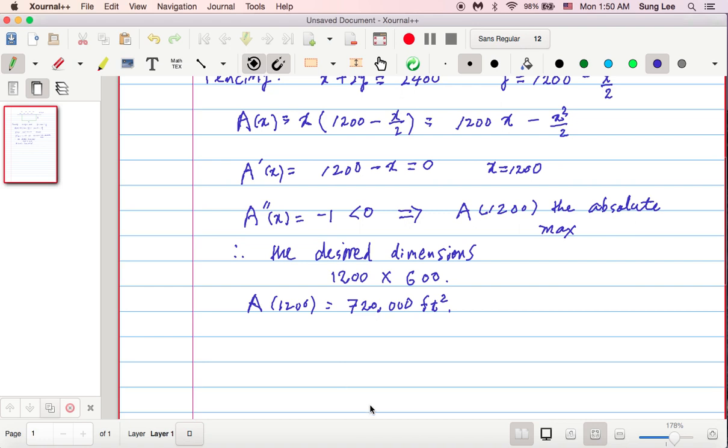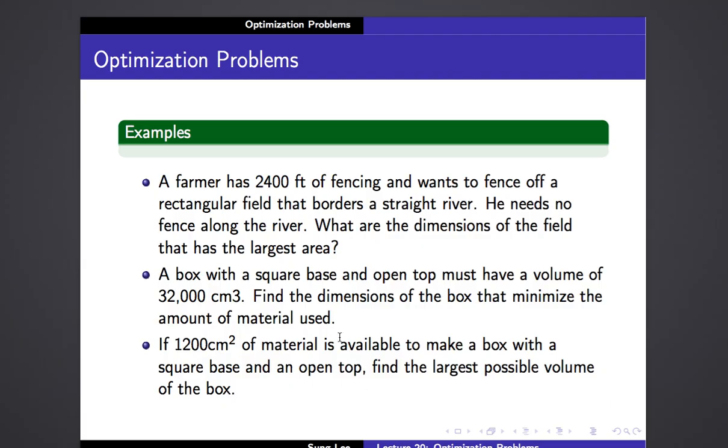All right, so let's move to the next example. Now, the next example is the following. A box with a square base and open top must have a volume of 32,000 cubic centimeters. Here there's a typo, it's supposed to be cubic centimeters. Find the dimensions of the box that minimize the amount of material used.